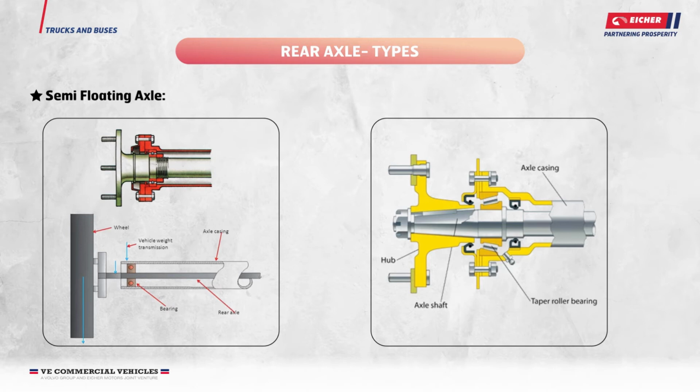Semi-floating axles are both lighter in weight and cheaper to manufacture than full-floating axles, though they have a limited load capacity. They are very common in light-duty vehicles such as mid-size and 1 or 2 ton pickups.